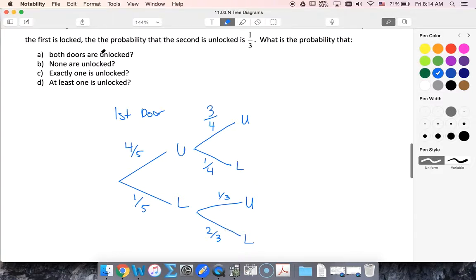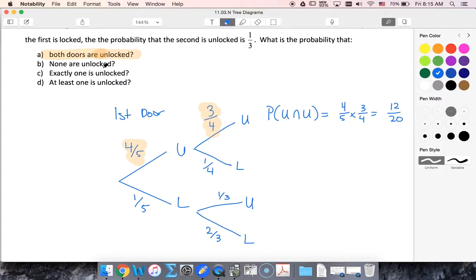So the probability that both are unlocked, I'm going to go ahead and use my orange for this one. So unlocked, unlocked. I can write the probability of unlocked and unlocked is 4/5 times 3/4, which is 12 out of 20.